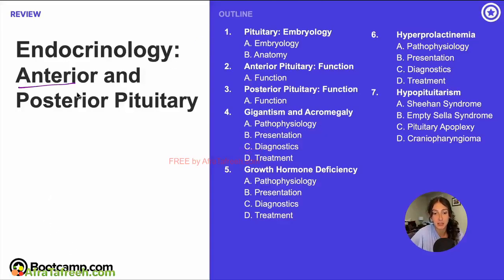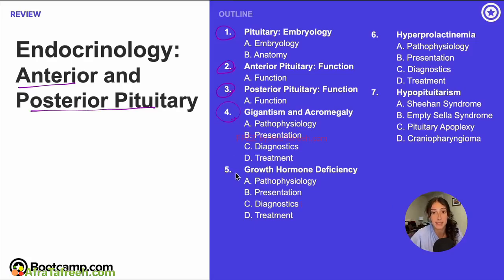In this unit, we'll be talking about the anterior and the posterior pituitary. So we'll go over the embryology of each. We'll talk about the function of the anterior pituitary and the posterior pituitary. We'll also talk about some associated pathology like gigantism and acromegaly.